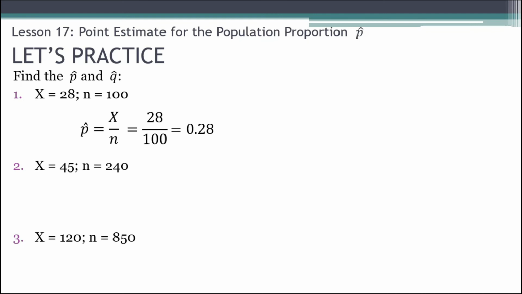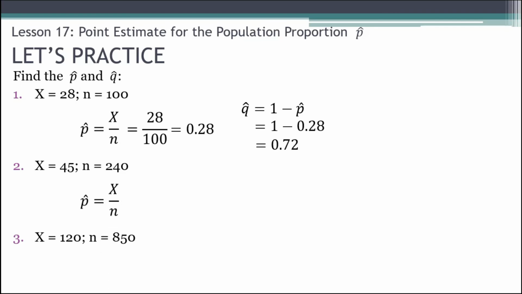Then, may p hat tayo. Ang kulang na lang ay q hat. So para malaman natin yung q hat, 1 minus p hat. Yung p hat natin ay 0.28. Therefore, ang q hat natin ay 0.72. Kuha ba? Dali lang, ano?